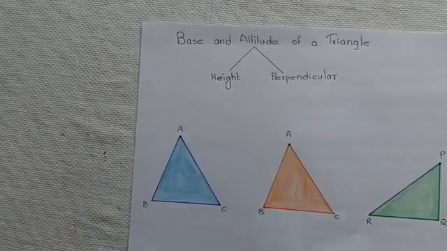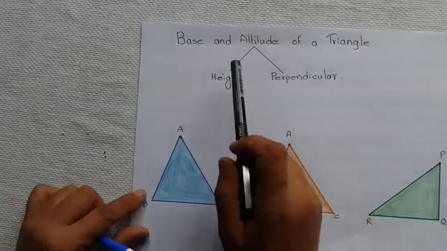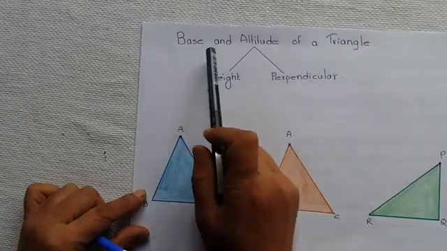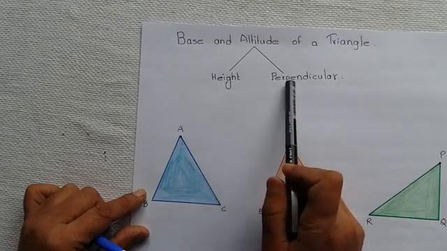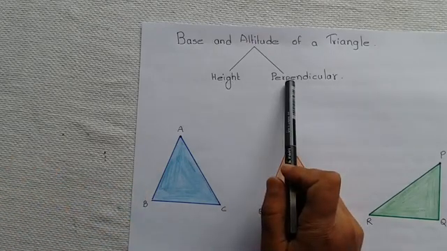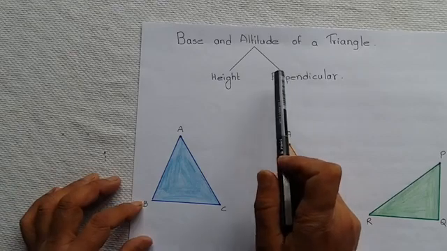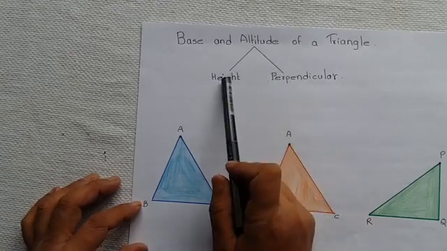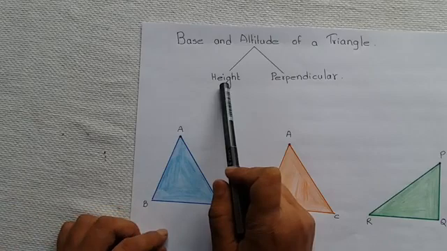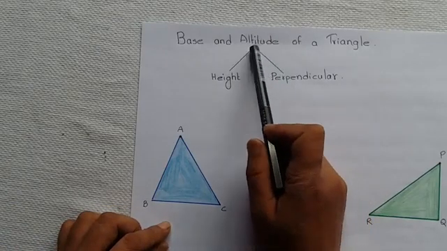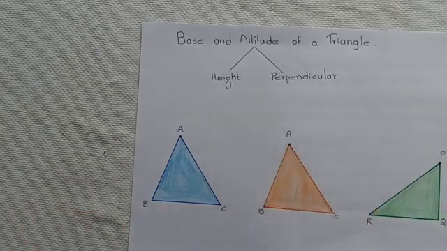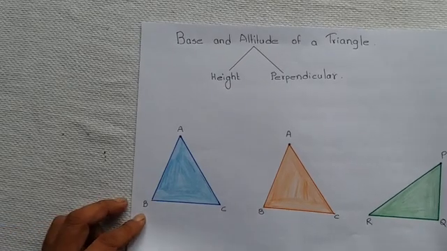Now we will learn to identify the base and altitude of a triangle. Altitude is the height or the perpendicular of a triangle. Altitude is sometimes called height. We usually use the word height in place of altitude and perpendicular. So it's the same thing. Altitude, height and perpendicular are the same thing in a triangle. Okay, base and altitude of a triangle. Let's understand what it is.